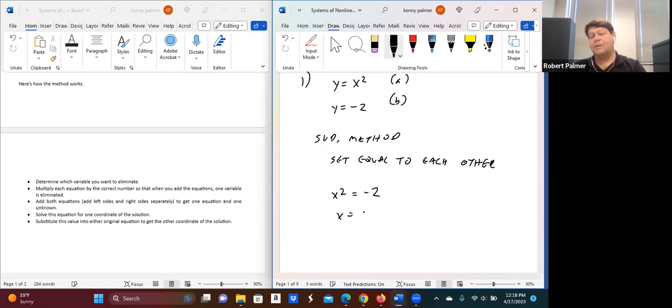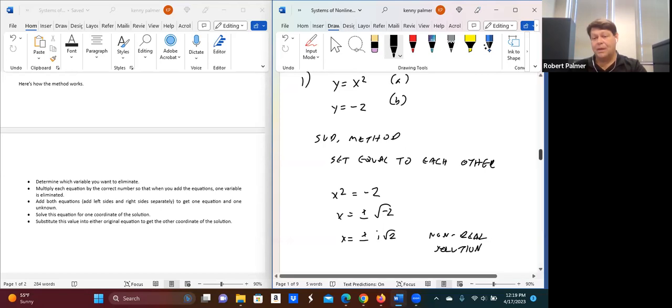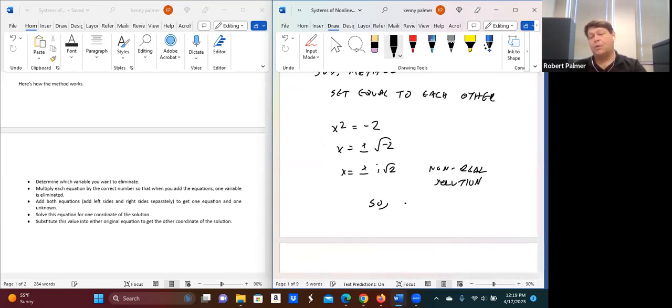Then, of course, you can take the square root of both sides. This is plus or minus the square root of -2. Converting it to i form, x equals plus or minus i times the square root of 2. But notice this is a non-real solution. This is an imaginary solution. And so what that means is there is no real solution. And the graphs, as we saw, don't intersect or cross each other.